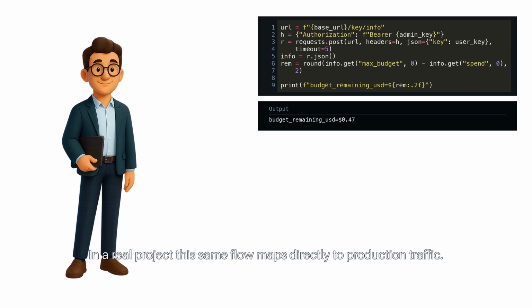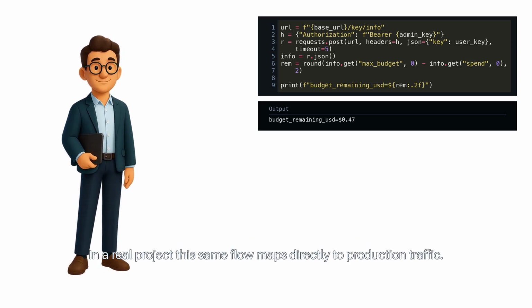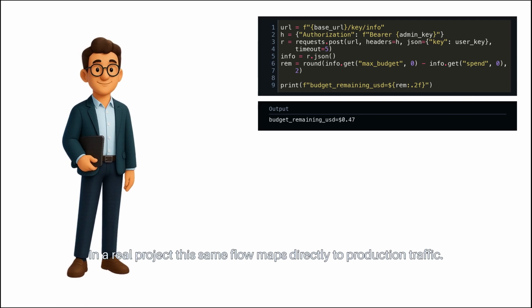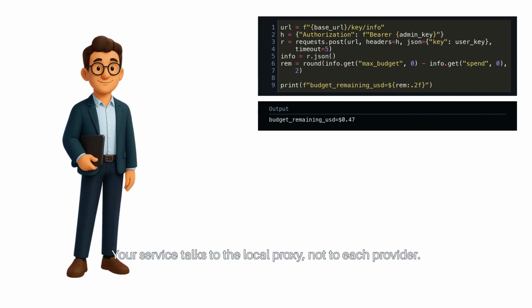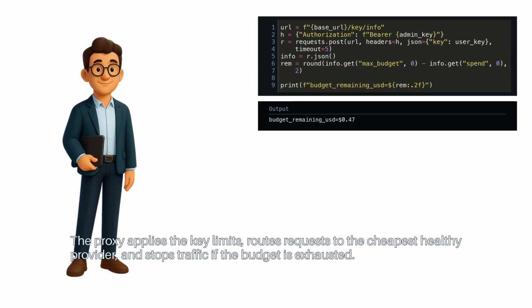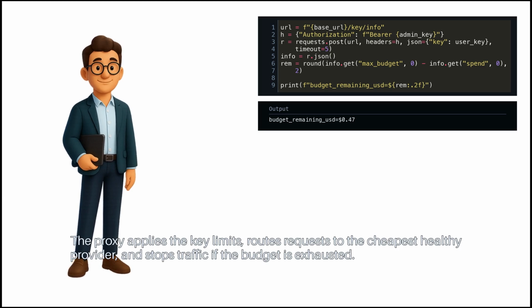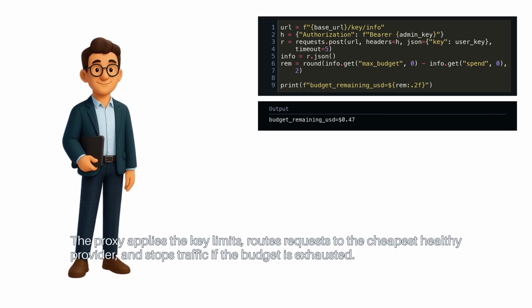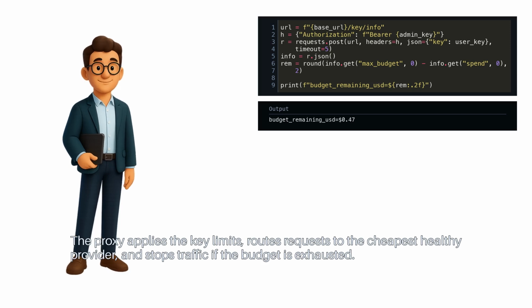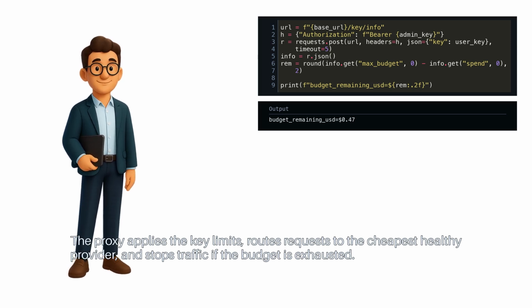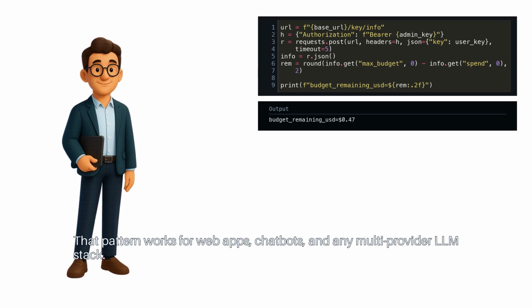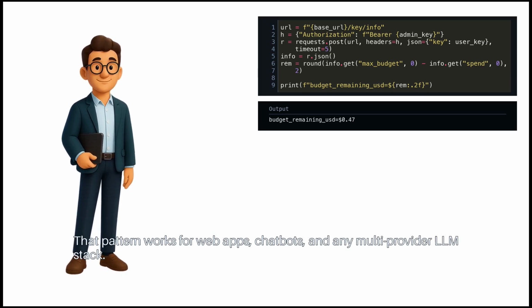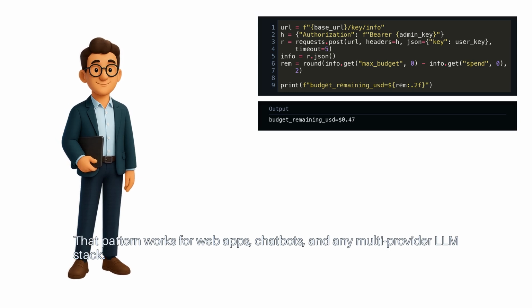In a real project, this same flow maps directly to production traffic. Your service talks to the local proxy, not to each provider. The proxy applies the key limits, routes requests to the cheapest healthy provider, and stops traffic if the budget is exhausted. That pattern works for web apps, chatbots, and any multi-provider LLM stack.